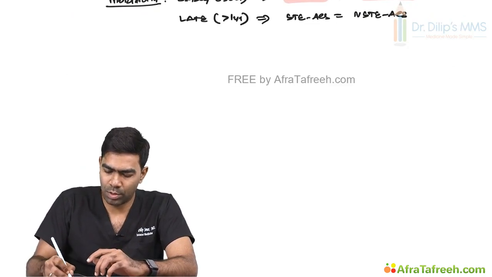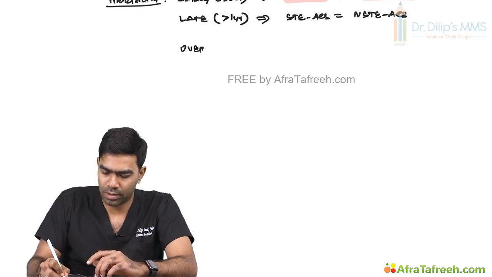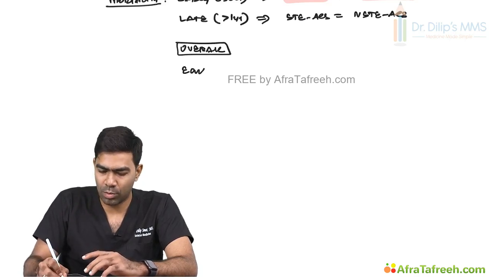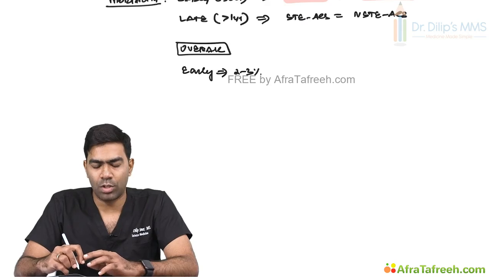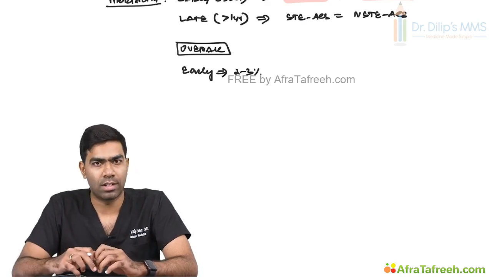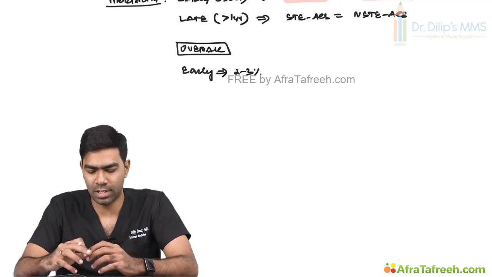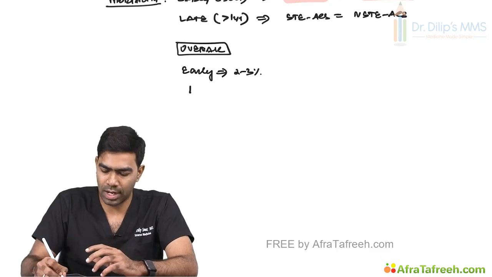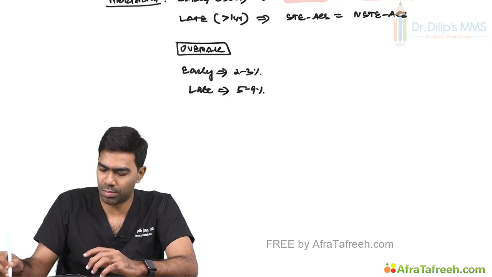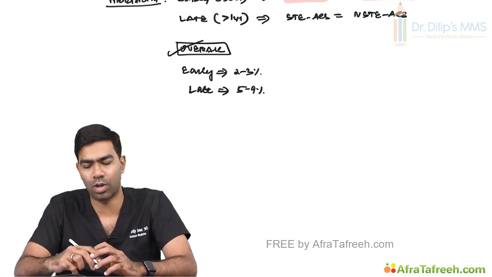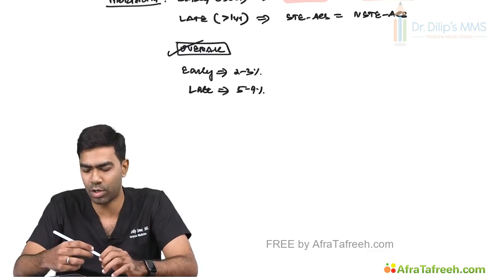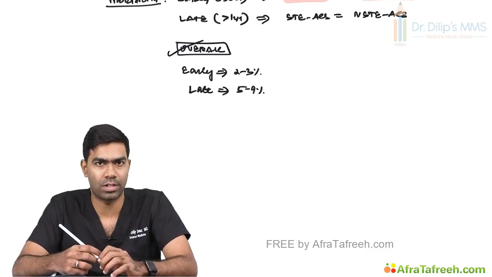On the other hand, if you talk about the overall mortality of acute coronary syndrome, the early mortality will be 2 to 3%. Suppose you exclude unstable angina from your basic clinical picture, then you'll have 5% as the early mortality rate. And the late mortality typically is around 5 to 9% overall. So this is the number that you have to know. This is the overall mortality. Overall early mortality is 2 to 3% and overall late mortality is approximately 5 to 9%.